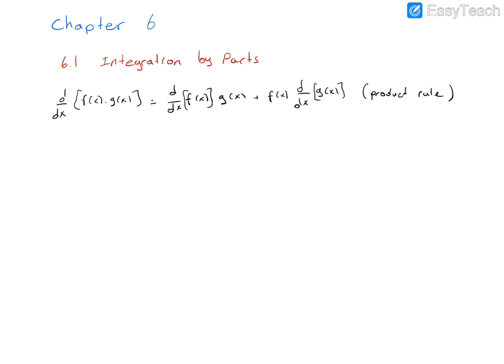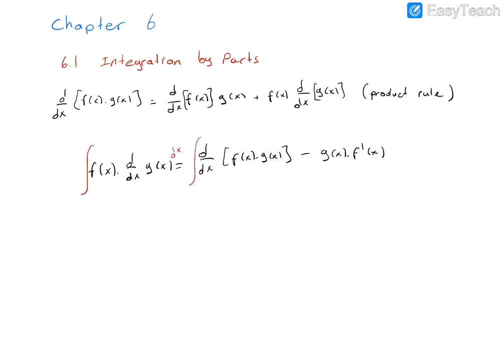From here, we can obtain the following equation. It does not matter which one is chosen, but you can choose one of the terms on the right side of the sum. For example, let's choose that one. So f of x times the derivative of g of x equals the derivative of f of x times g of x minus g of x times f prime of x. Now, by integrating the equation with respect to x, we obtain the following formula.